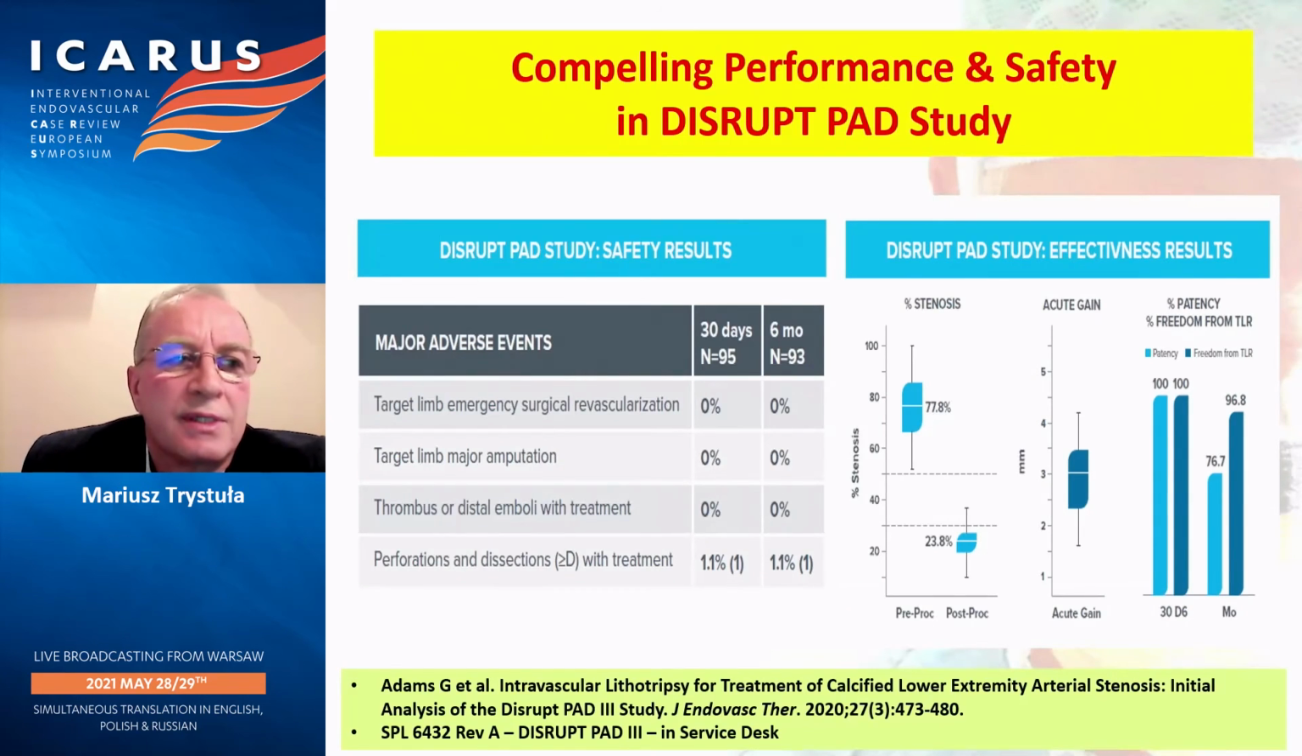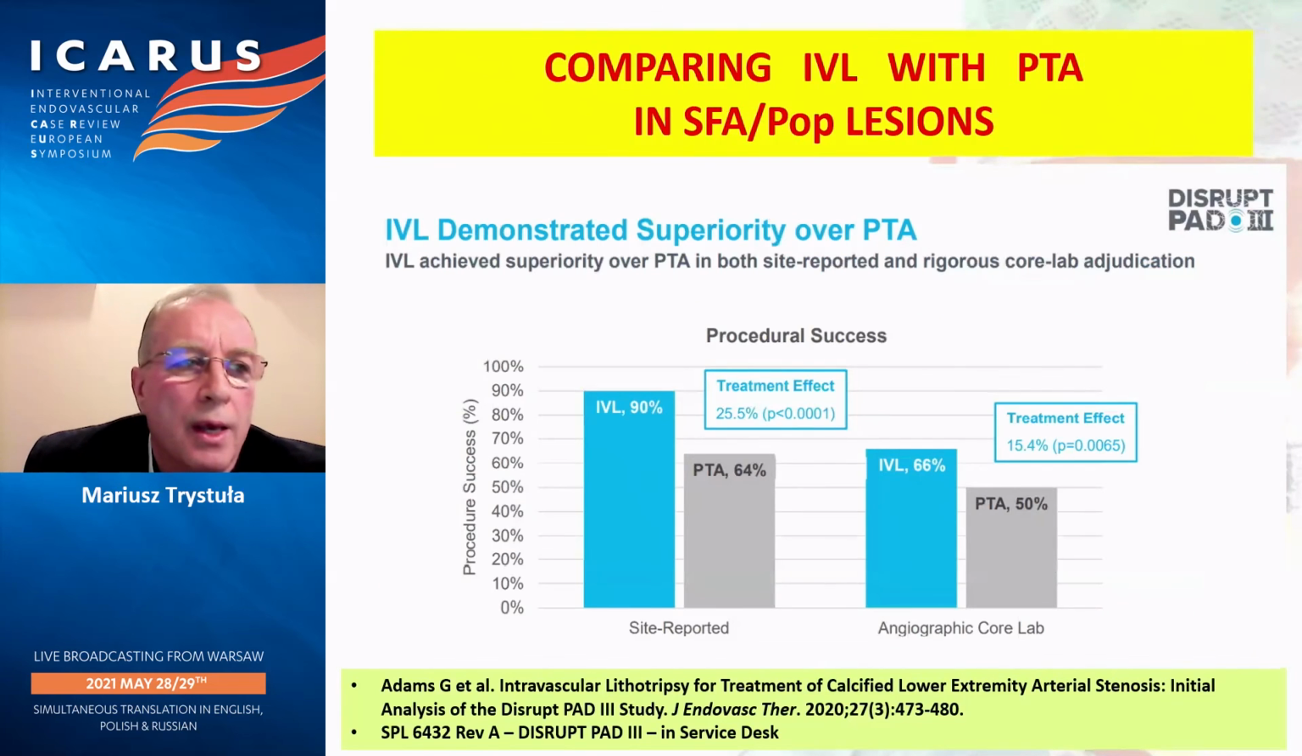Referring to the most advanced study in this field, the Disrupt PAD study, the authors found an unusually low percentage of major adverse events, only 1.1% of perforations and dissections, a low percentage of residual stenosis, and a high percentage of patency and freedom from TLR. And from the same study, comparison of the clinical effects of IVL and PTA, as you see.